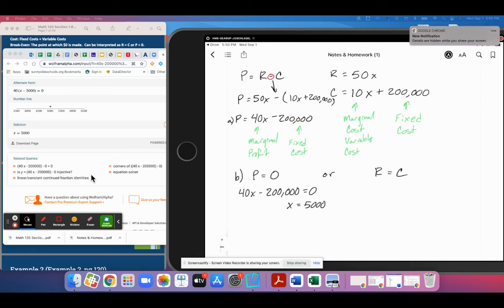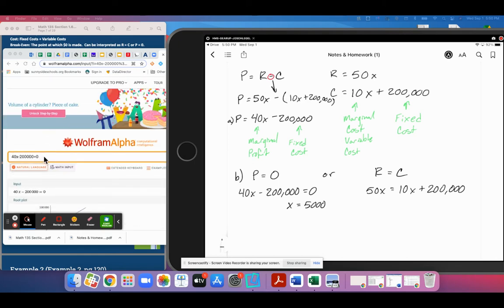Again, the other way to do this is revenue equals cost. And so we do have the revenue function of 50x and the cost function of 10x plus 200,000. And again, you do not have to do both of these. I am doing both of these just to show that I'm going to get the same result no matter which one I use.